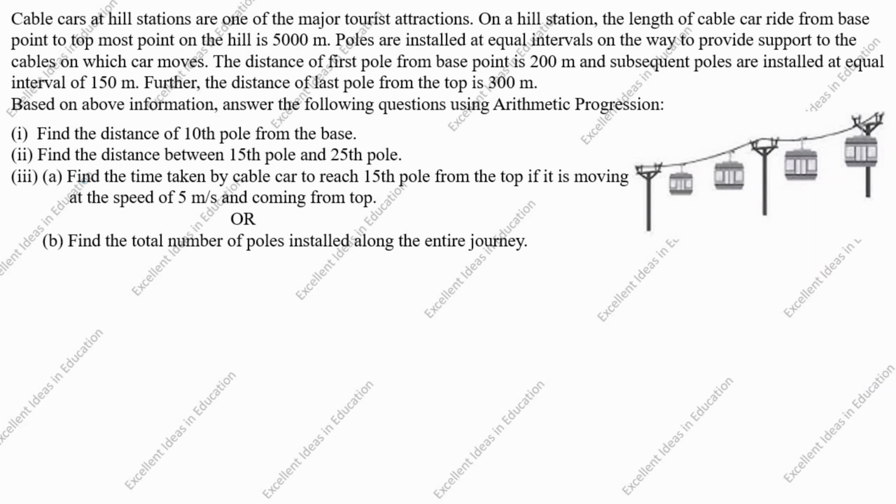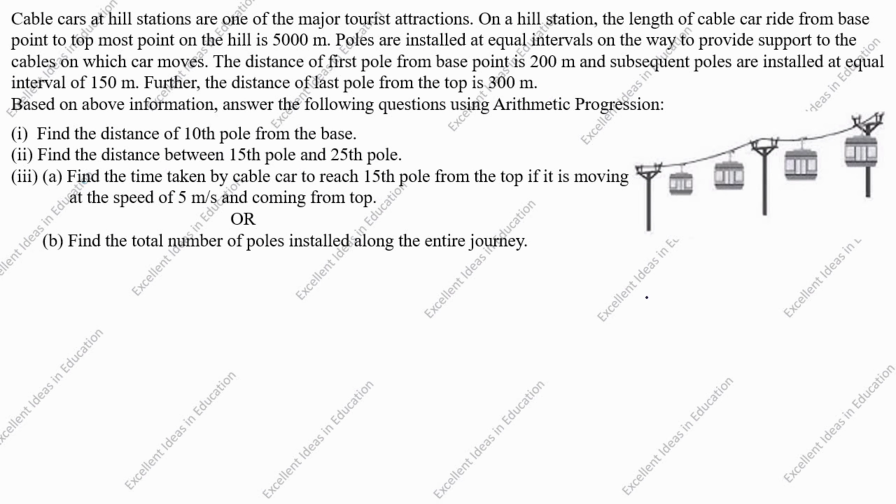Today we are going to solve this case study arithmetic progression problem. Cable cars at hill stations are one of the major tourist attractions. On a hill station, the length of the cable car right from base point to topmost point on the hill is 5000 meter. What is given in this question?